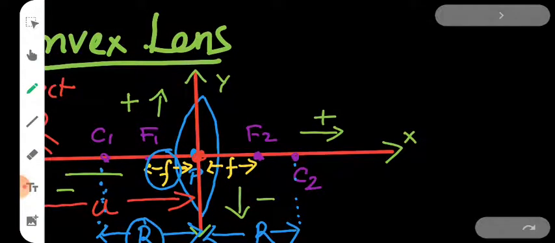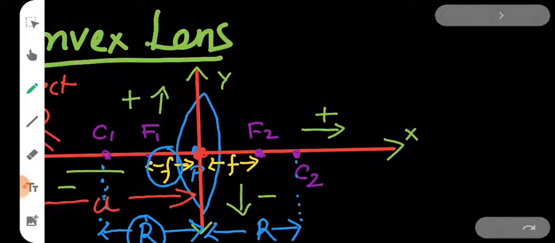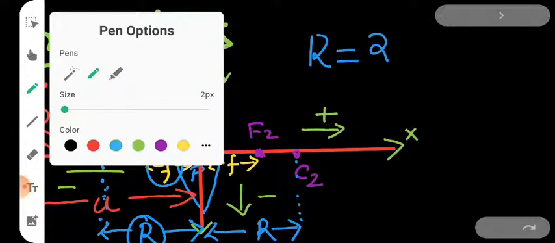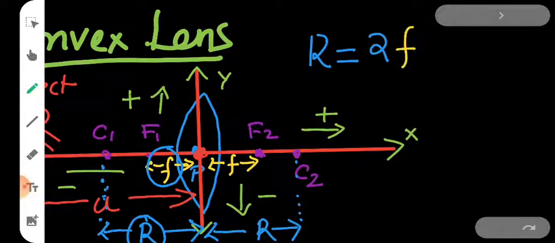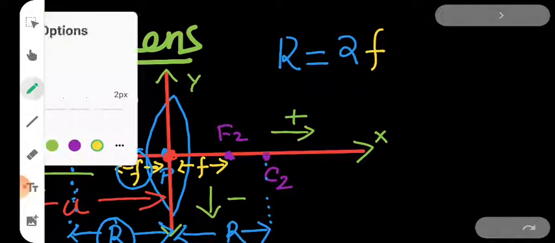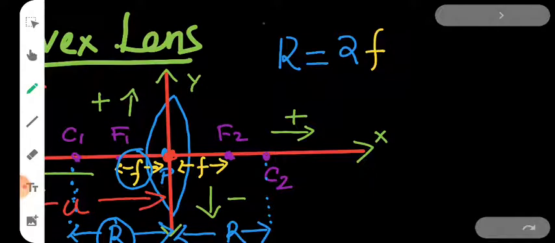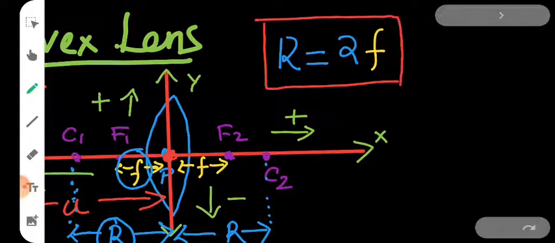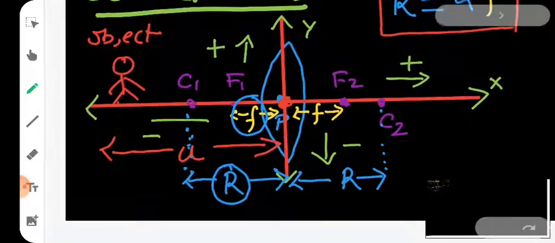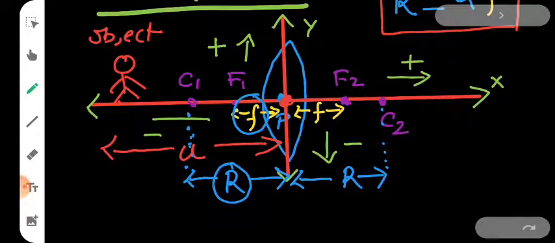So there is a relation connecting R and f, and you might have guessed it exactly. The radius of curvature is equal to 2 times the focal length. This is a very good relation, a very useful one in fact. So just remember it.